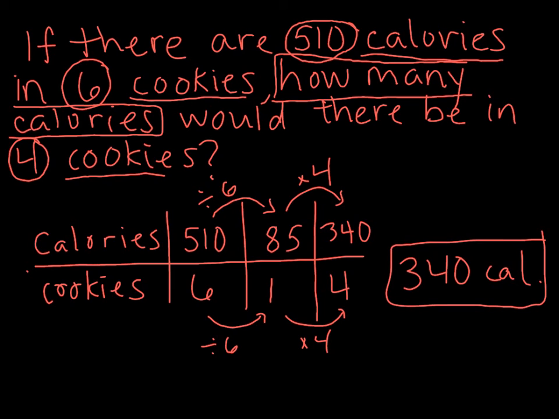All right, so we talked about 3 different ways to solve proportion problems. The first one we cross-multiplied, the second one we scaled over, and then on this one we did the unit rate to help us solve.